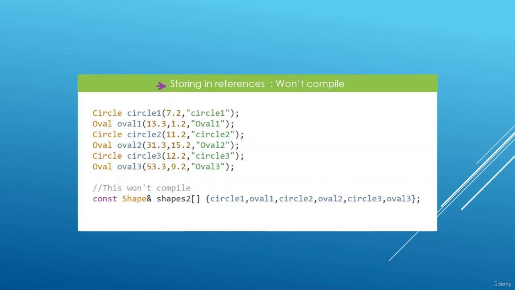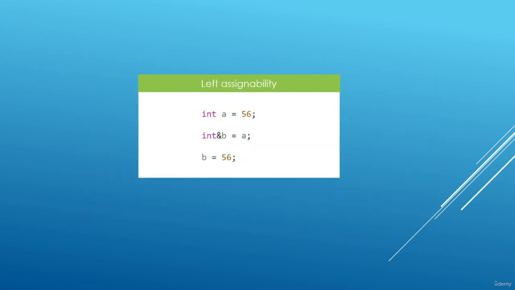Anytime I try to explain this, students mostly come up with this question. What if I try to store references in my array and do something like this? Now, this is not going to work, and this is not even going to get past the compilation stage of your program. The reason is we can't store references in a collection. And the reason has to do with the left assignability rule. You can't assign to a reference and change the reference to store somewhere else.